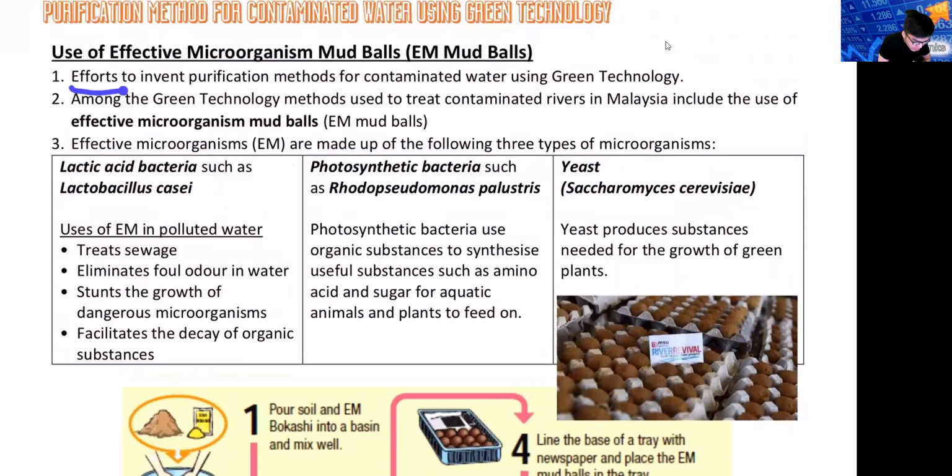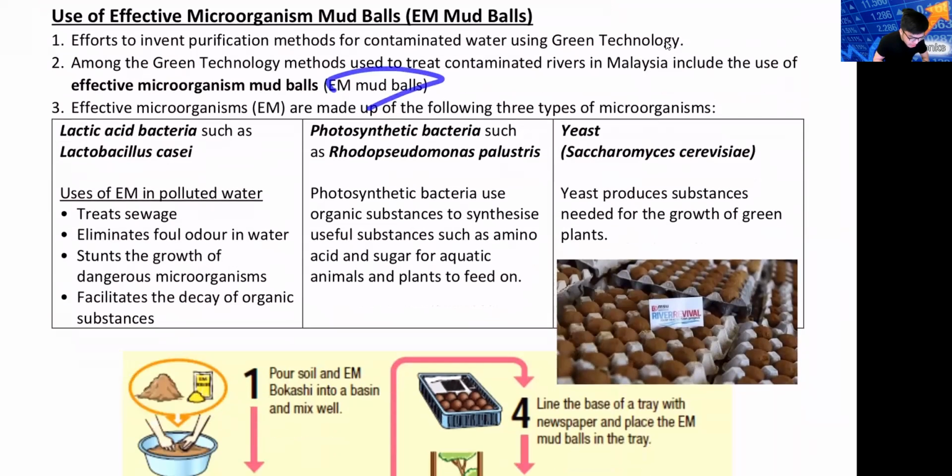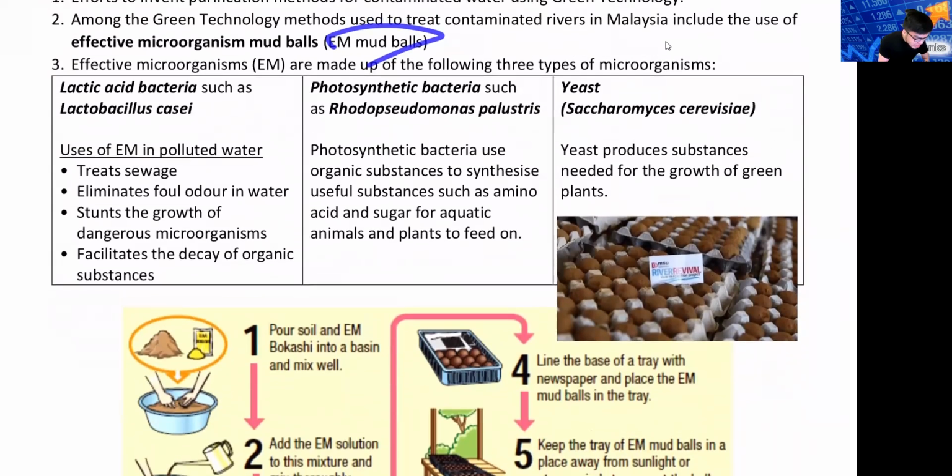So this is an effort to invent a purification method for contaminated water using green technology. So we use our EM mud ball. What is inside here? This EM mud ball has Lactobacillus casei. You know what this is? This is the bacteria found in your Vitagen, or yogurt, or whatever dairy product you eat. This thing is actually inside there.